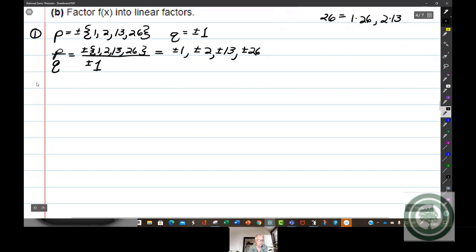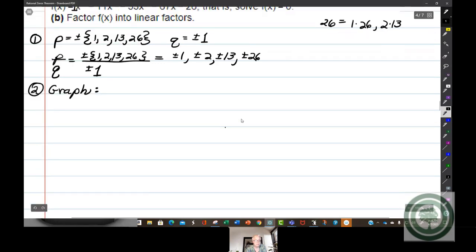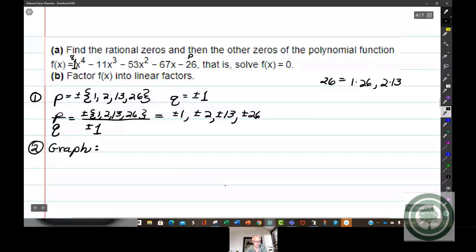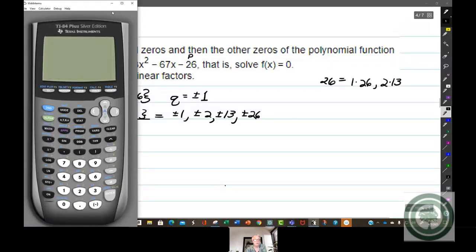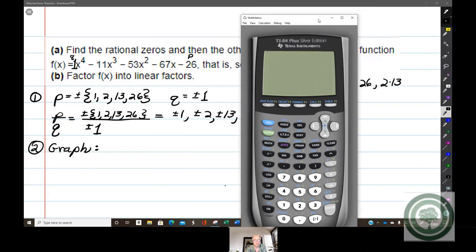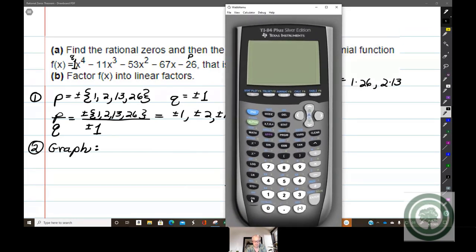Okay, step two, graph. This time I'm going to actually put the graph on the page. Okay, let's pull it over. Come on, over here. Clear. All right, x to the fourth.